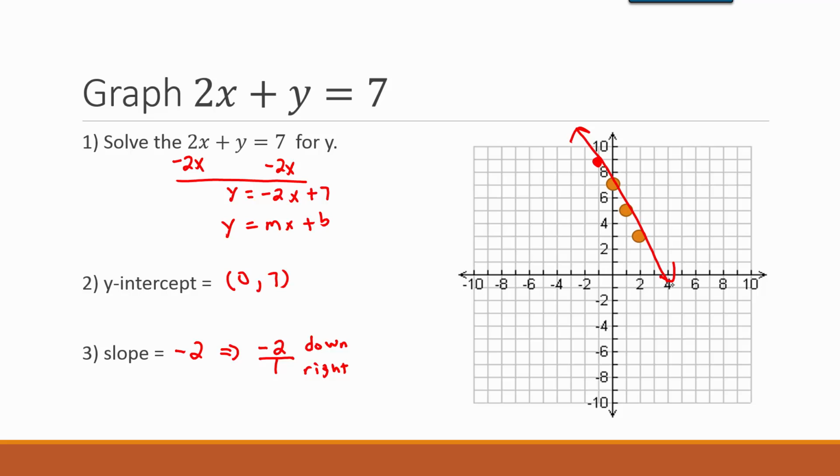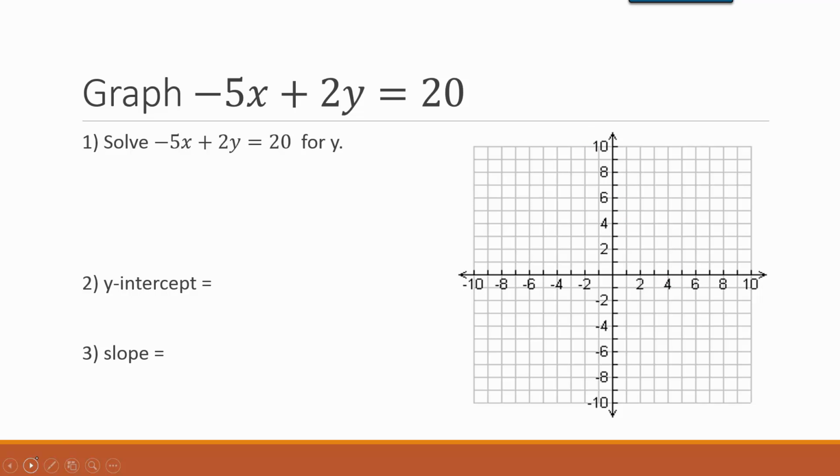Okay, let's look at one more example. All right, we have negative 5x plus 2y equals 20. So again, to graph by using the slope and y-intercept, we need the equation in slope-intercept form, which simply means we need the y variable to be by itself on one side of the equation.